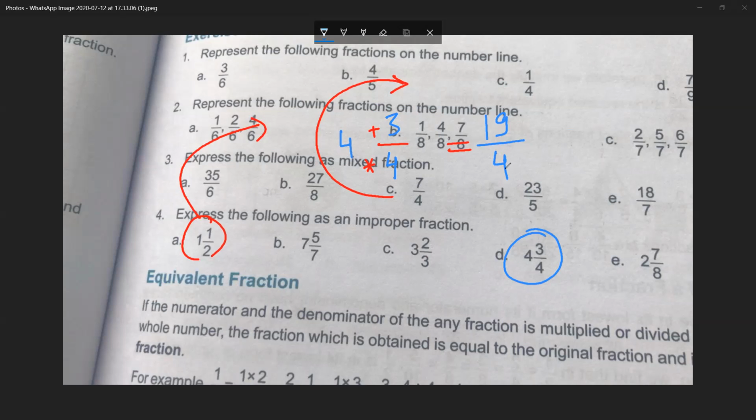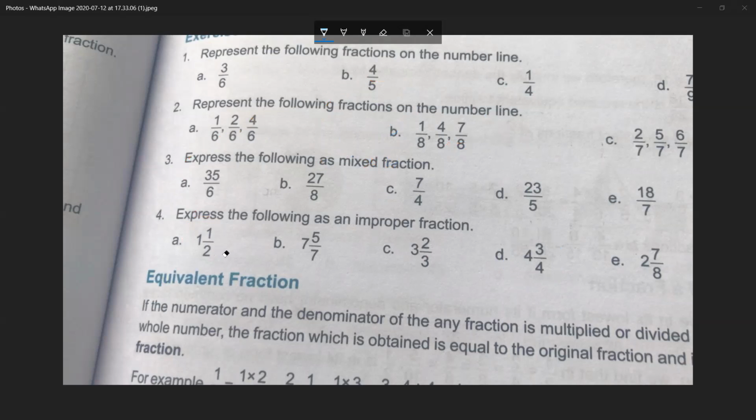Okay, so your homework would be just the first or second question, third question. Question number 2, question number 3, question number 4. Would you be able to do that? Yes, sir. 2, 3, 4. Yes. Would you be able to do that? Yes, sir.